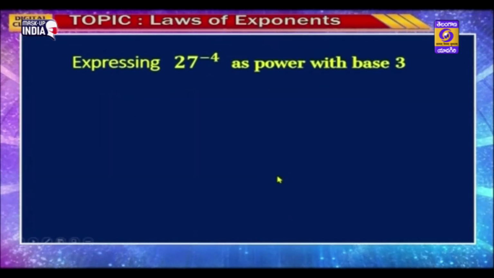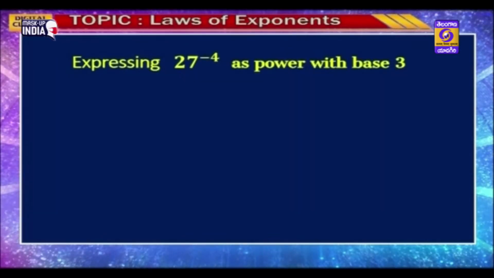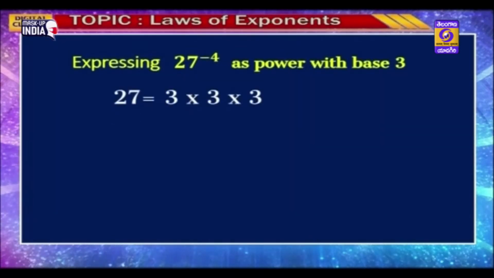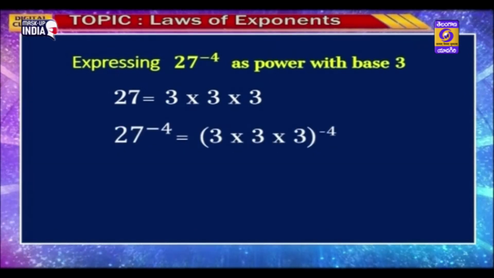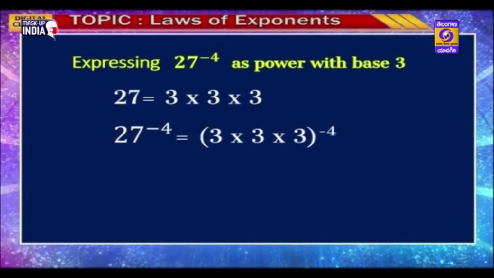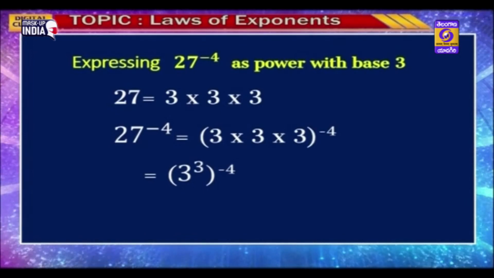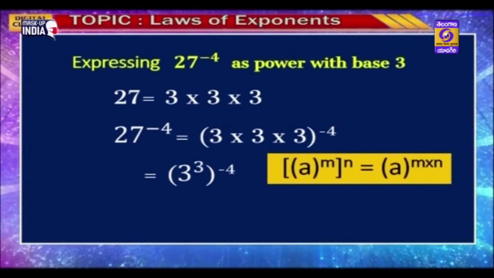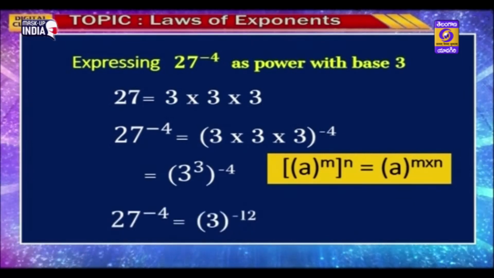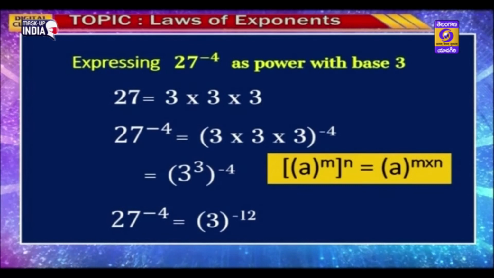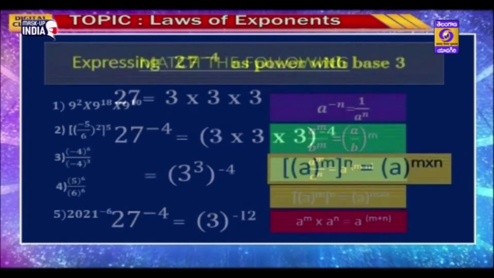Okay, expressing 27 whole to the power of minus 4 with base 3. 27 can be written as 3 into 3 into 3. In place of 27, you can write 3 into 3 into 3, and the power is minus 4. So how many 3's are multiplied? 3 3's are multiplied. A to the power of m whole to the power of n is a to the power of m into n, and this can be written as 3 into 4, that is 12. So 27 whole to the power of minus 4 is 3 to the power of minus 12.